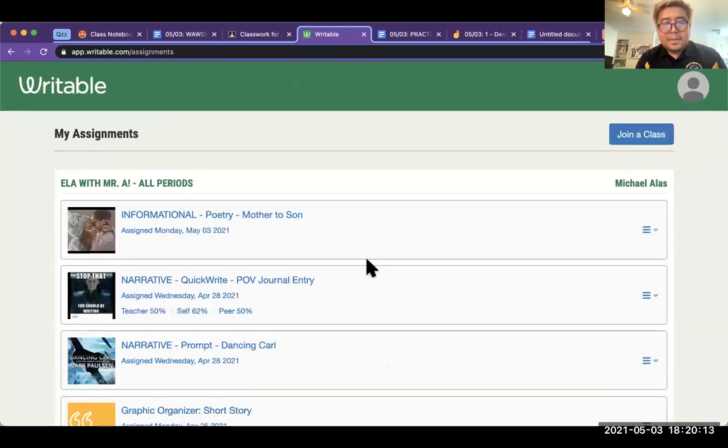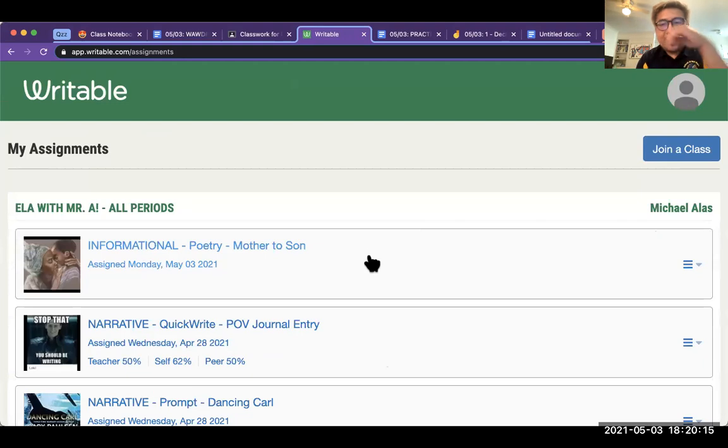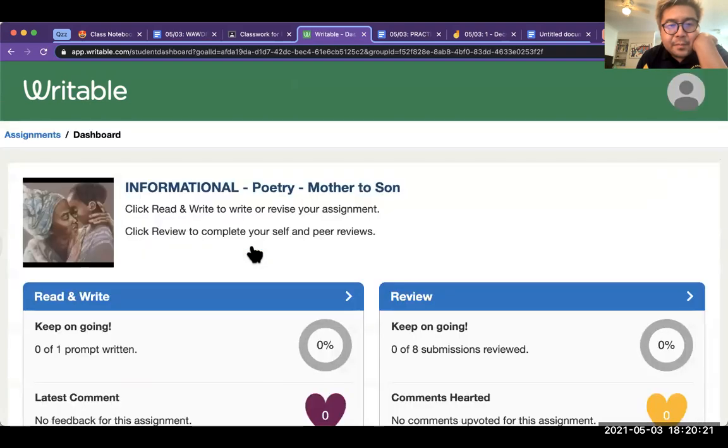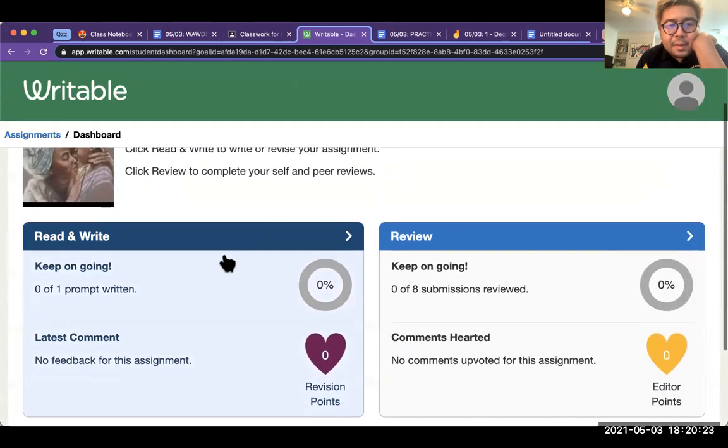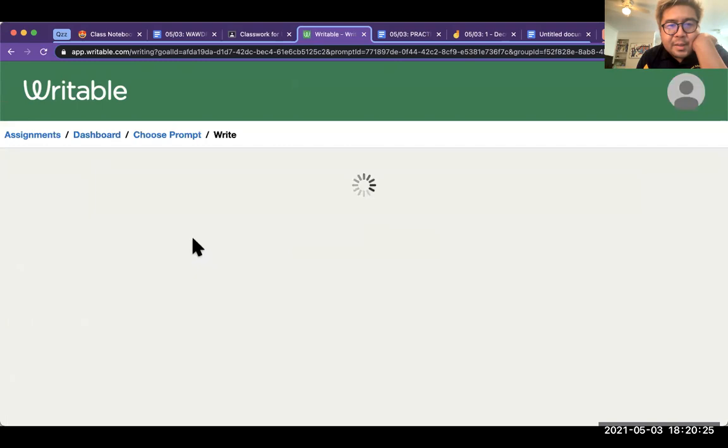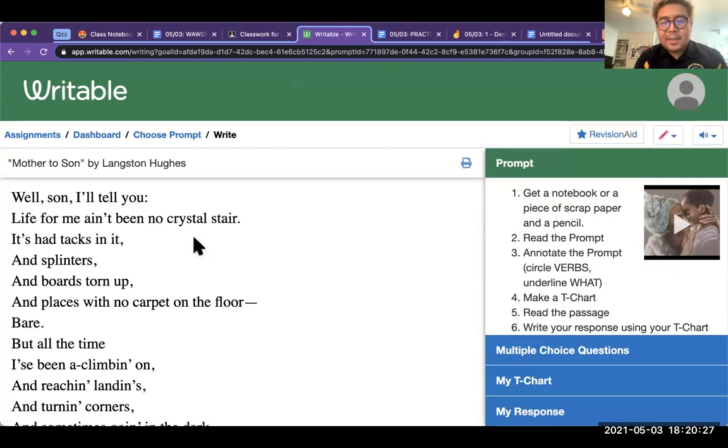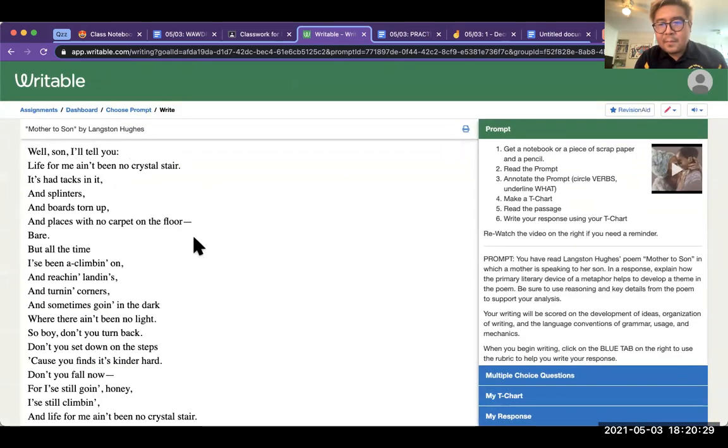And I'll make it a little bigger. When you log into Writable, you will see it right at the top. It's informational, poetry, mother to son. You're going to open it up, click on read and write, and let me make it smaller so it looks a little bit more friendly.